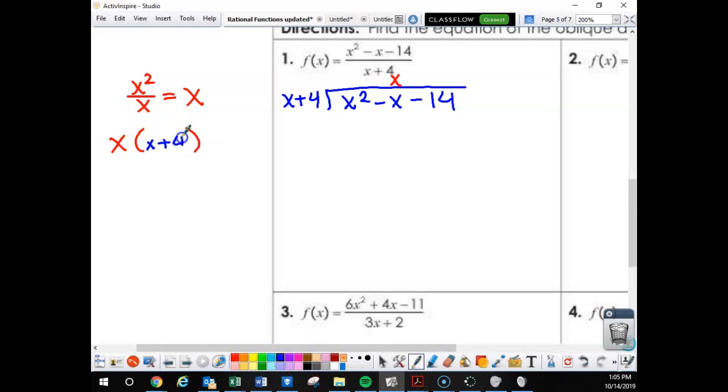So I have to distribute this x. So x times x is x squared. x times 4 is 4x. So this is what's going to be coming down here: x squared plus 4x. And I have to subtract all of that. So x squared minus x squared would give me 0. Negative x minus 4x would be negative 5x. And then I bring down my negative 14.